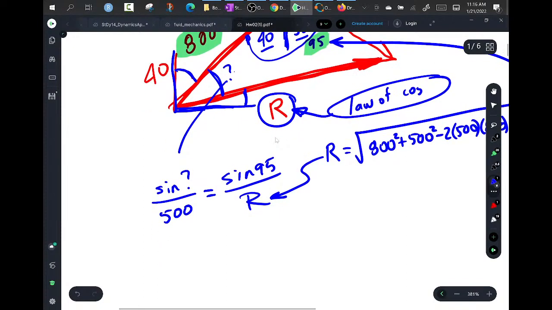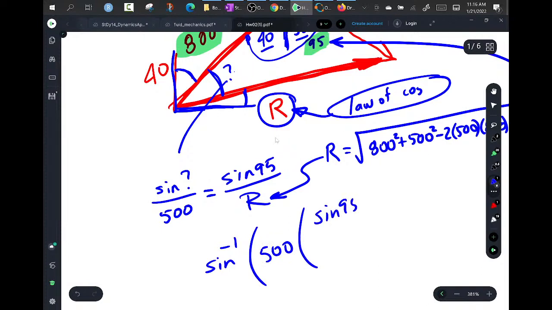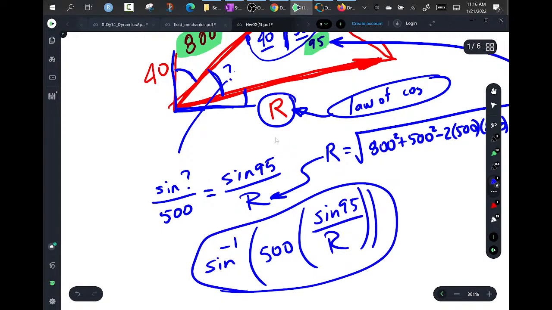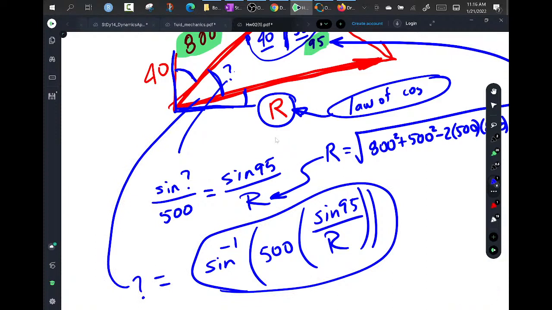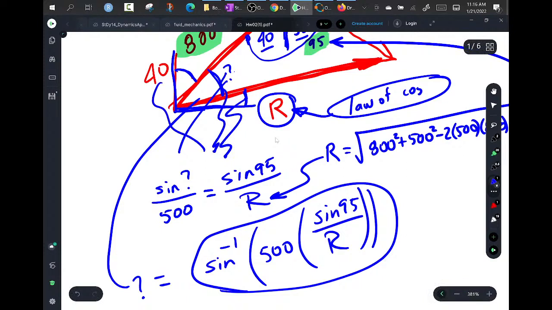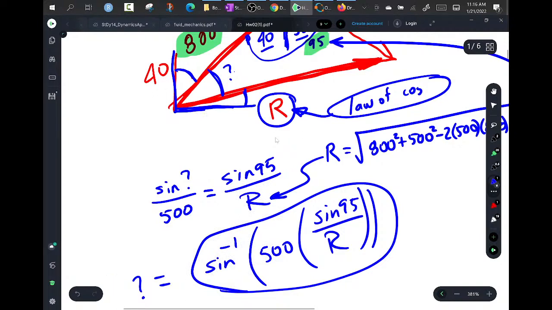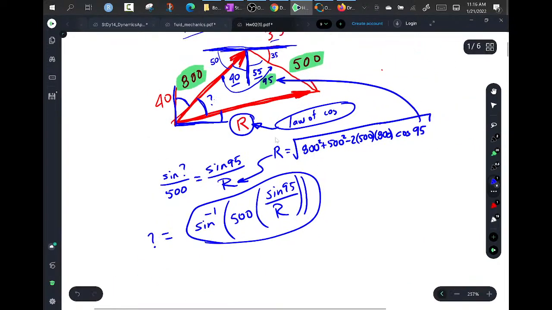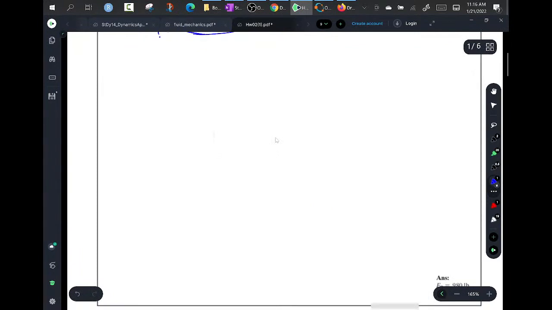Then what you're going to do is take the inverse sine, or arc sine, or whatever you want to call it. Move the 500 over, multiply it times the sine of 95, and then the resultant that you had under there, that is going to give you your question mark, your number of degrees. Once you have that, you know that this angle and that angle have to all add up to 90 degrees. And so that's what you do. You just basically knock that out that way. That gives you the angle there.